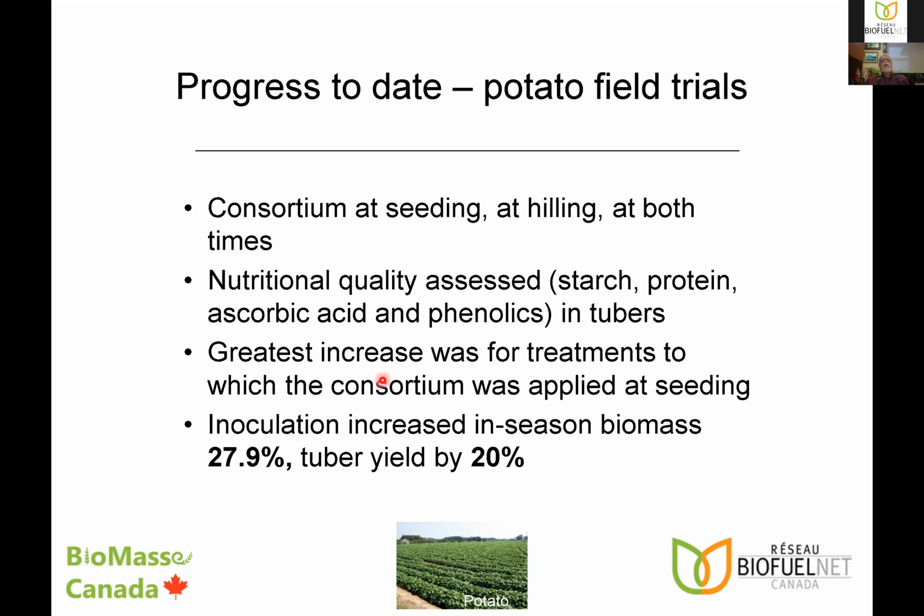And potato field trials, here we have the consortium applied at seeding or at hilling, and nutritional quality was assessed, et cetera. And again, there were increases in starch, et cetera. So there's nice increases in overall production biomass. We see getting close to 30%, and actually tuber yield, so it's the commercial part, at about 20%.